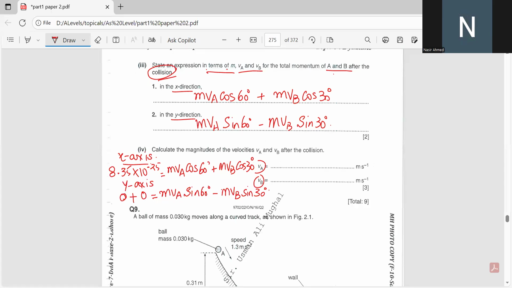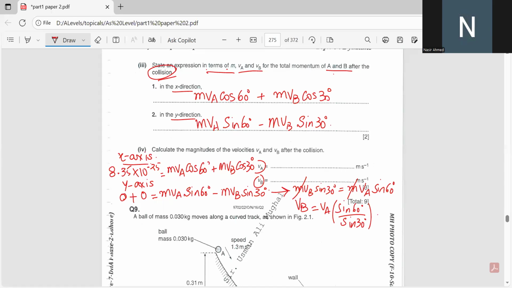Right? So from here, we are going to make VB the subject. How will this equation be further written? It will be written this way: m VB sine 30 degree will be equal to m VA sine 60 degree. This mass and this mass cancel out. So we can first make VB the subject. VB will be equal to VA into sine 60 degree whole divided by sine 30 degree.